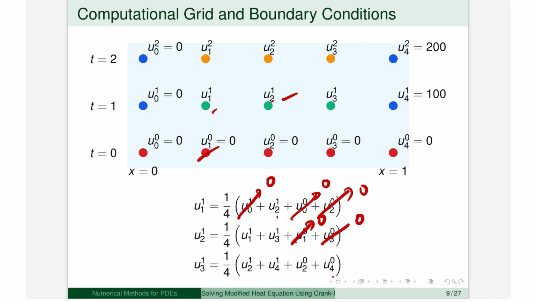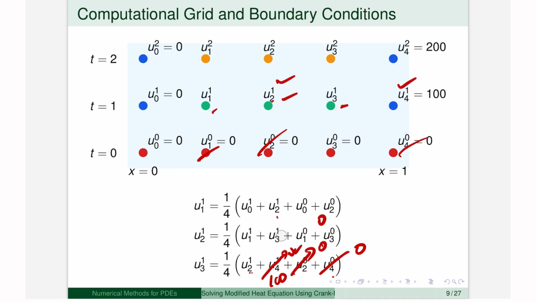Similarly u31 is 1/4 of u21, which we are going to calculate, plus u41, and u21 we don't know. u20 is here, this is 0, and u40 is 0. Now u41 is the boundary value, which we already know, that is 100. So using this, we have 3 equations and 3 unknowns, and the other values are known.